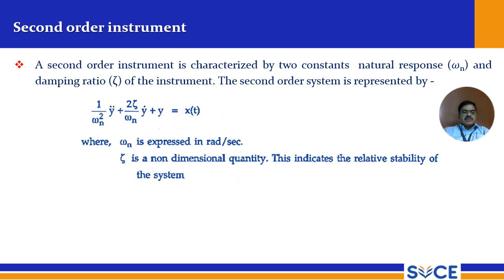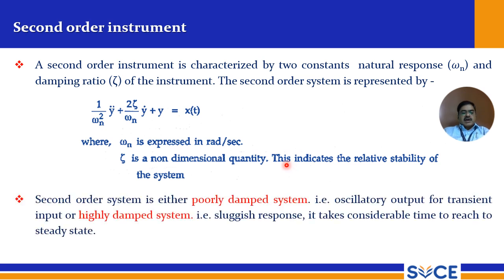Second order instrument is characterized by two constants: natural frequency omega n and a damping ratio eta of the instrument. The second order system is represented by 1 by omega n square y double dot plus 2 eta by omega n y dot plus y equal to x of t. Omega n is expressed in radians per second, and eta is a non-dimensional quantity. This indicates the relative stability of the system. So this is second order instrument. Based on this, we can have two types of systems: one is a poorly damped system or a highly damped system.